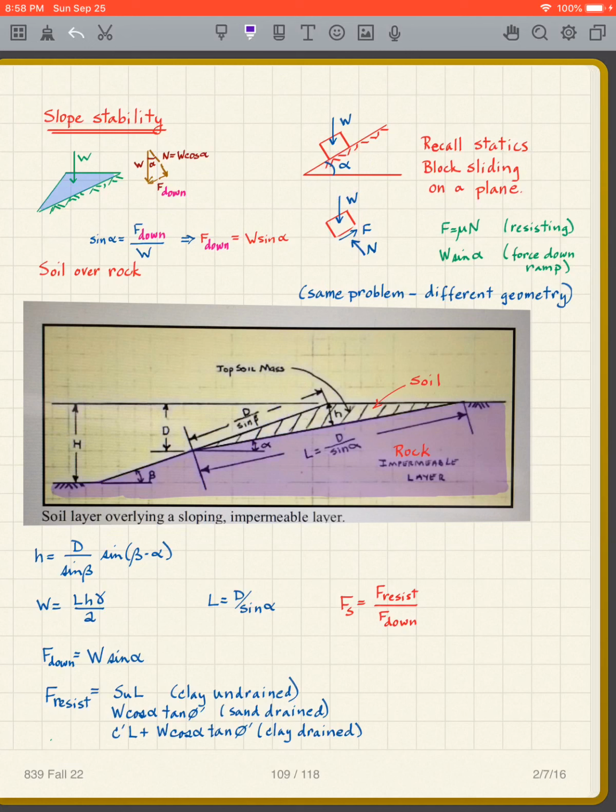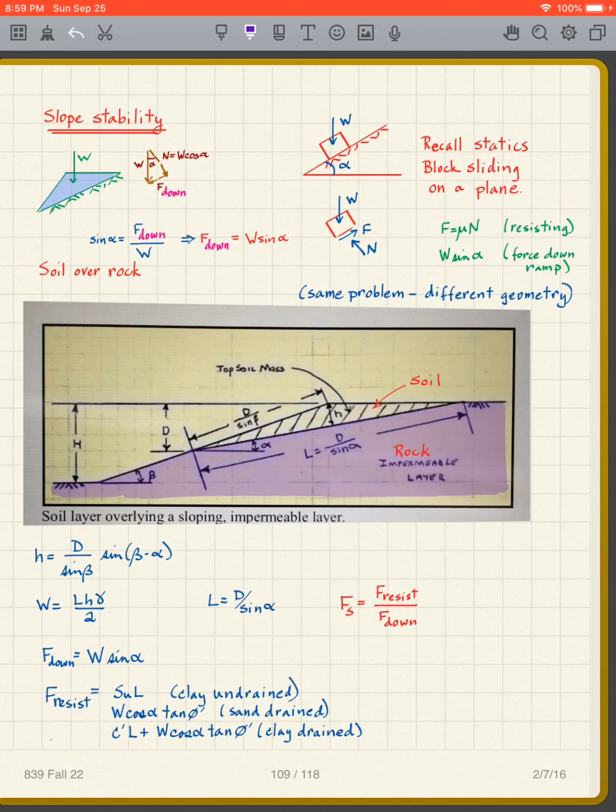I'm not going to go through it, it's just geometry. And then we have this little h here. The little h is this little perpendicular distance from the rock to the top of the soil. So it's just geometry. We're not going to go through it, but this is the equation for that small h. This is the equation for the W. This is the equation for the L, and this is our force down, the W sine alpha. This is our resisting force.